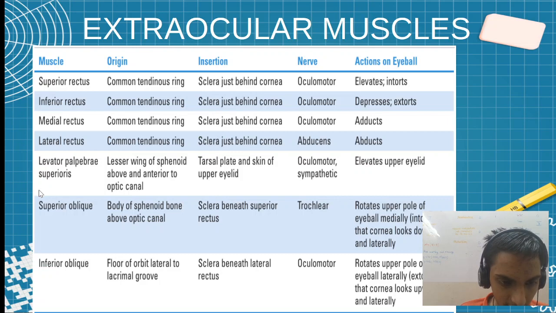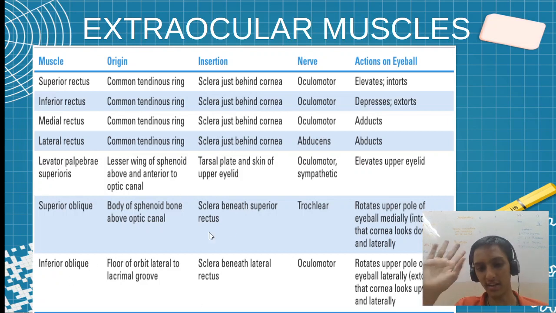Now the oblique muscles are totally different. Superior oblique is coming from the body of the sphenoid, inferior oblique is coming from the nasolacrimal groove. This is the nasolacrimal groove. From there the inferior oblique muscle will come. Superior oblique is from the body of the sphenoid bone, that is the greater wing of the sphenoid. But insertion is very easy. Oblique will insert below their recti. Like for superior, it is superior rectus. For inferior, it is inferior rectus. That's all.